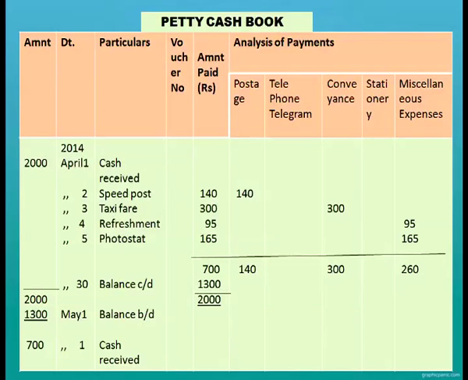You have to total all the analysis of payments column also, and then total both sides. 2000 is the biggest total and you have spent 700 rupees. Then the remaining will be the balance carried down 1300. That amount will be brought down in the beginning of next month, May 1st, balance brought down 1300. So from the main cashier, this month also the petty cashier should receive 700 rupees.